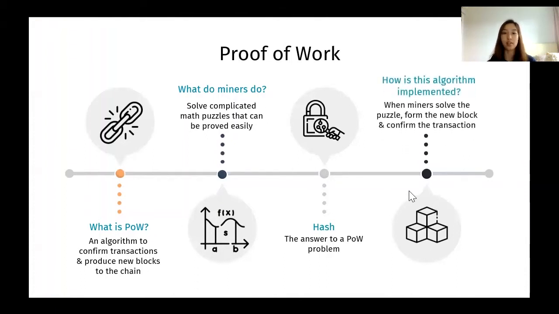The algorithm is implemented when miners solve the puzzle, form the new block, and confirm the transactions. How complex a puzzle is depends on the number of users, the current power, and the network load. The hash of each block contains the hash of the previous block, which increases security and prevents any block violation. So if a miner manages to solve the puzzle, the new block is formed, and then the transactions are placed into the block and it's considered confirmed.